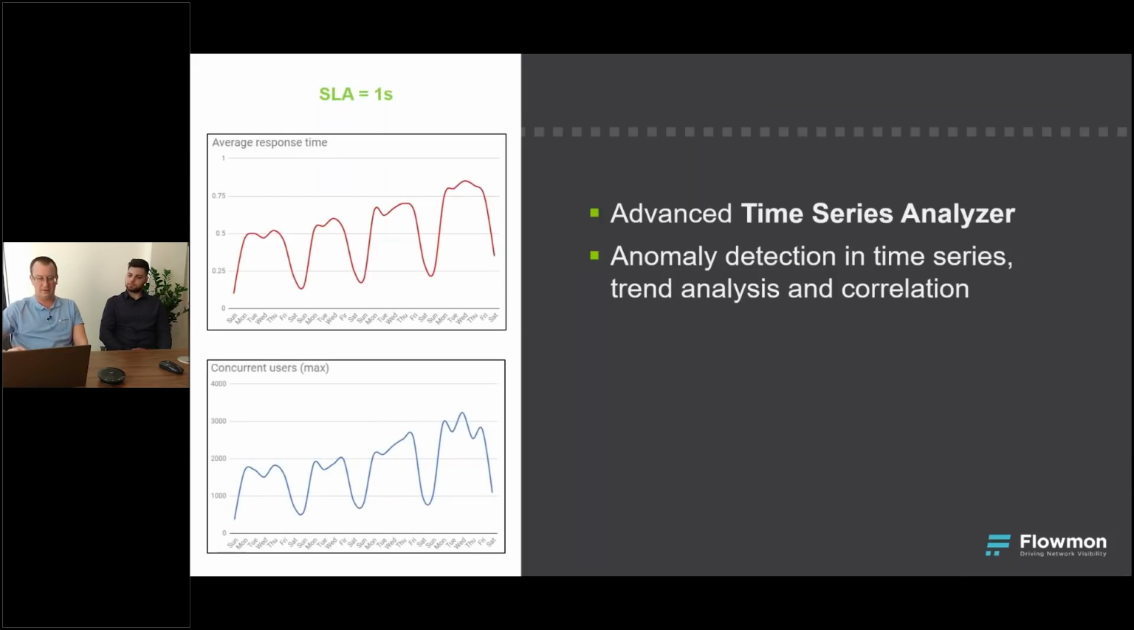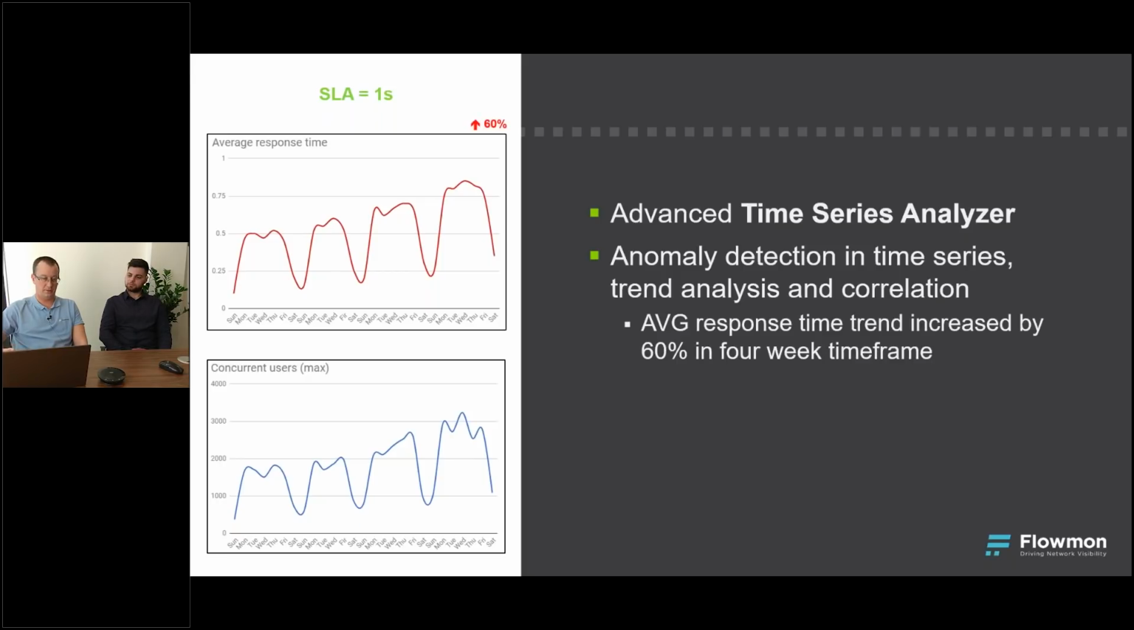And I definitely want to give you more details on that, because it's really, I would say, a revolutionary thing, how we are able to analyze time series and how we do trend analysis or correlation of the time series together. So let's say that we have an application with a requested SLA on response time of 1 second. What we can see is that our response time goes up during the last 4 weeks. We see an increase of around 60%. So this is a sort of trend that the TSA analyzer can provide you as information. You have this sort of trend in average response time.